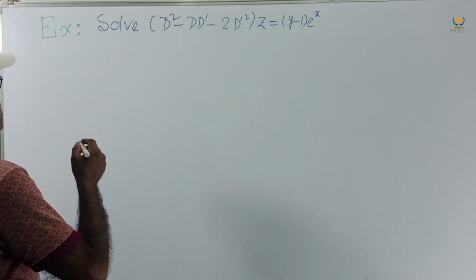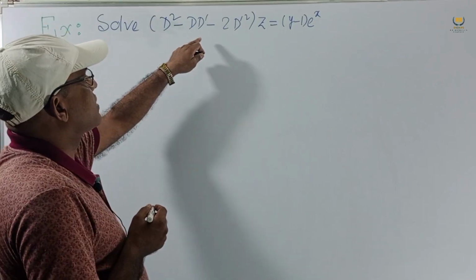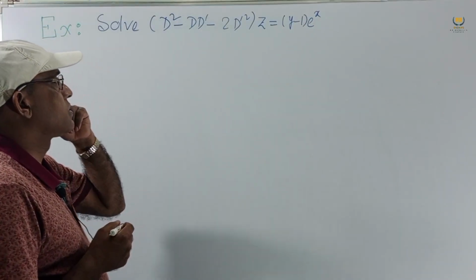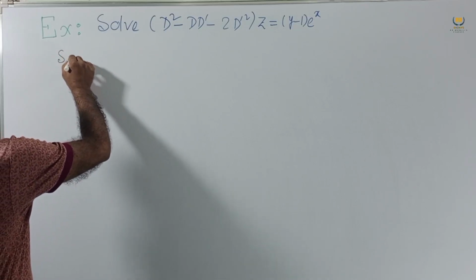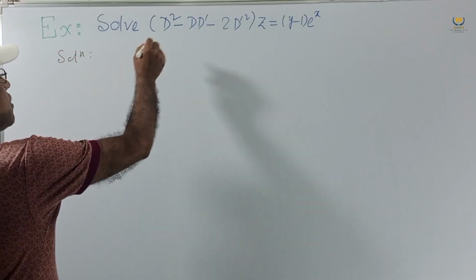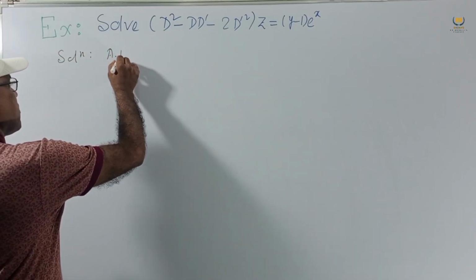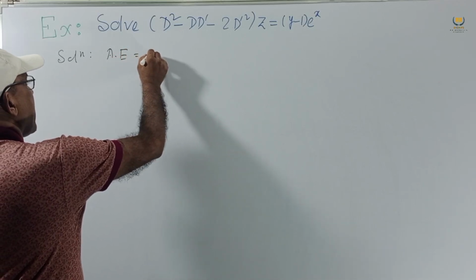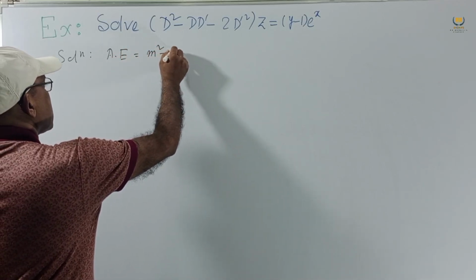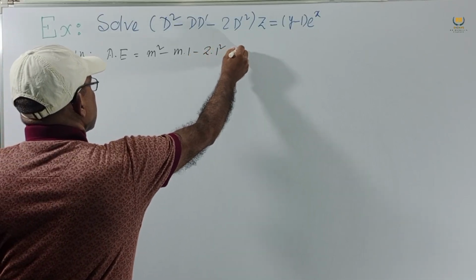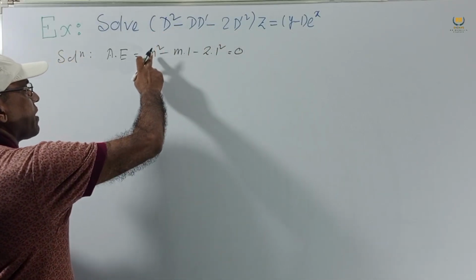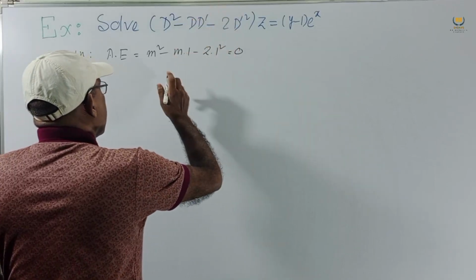Now let us consider this problem. Solve D square minus DD dash minus 2 D dash square z equal to this. Now the solution starts. First we consider the auxiliary equation. What is the auxiliary equation? m square minus m into 1 minus 2 into 1 square equal to 0. We put D equal to m and D dash equal to 1.